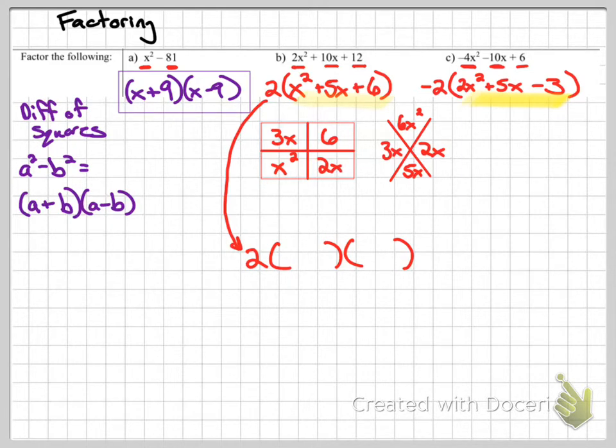So this must be x times x. That's how I get x squared. So this must be 3, and this must be 2. X plus 3, x plus 2, with the 2 in the very front is our answer. Remember, only 66% if you forget that 2. Do not forget the GCF.